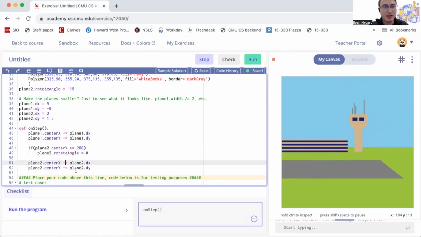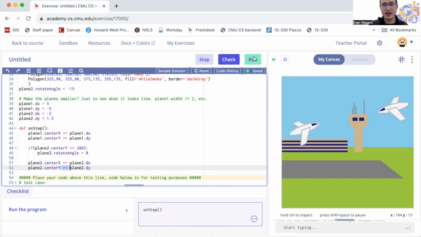I would generally err on the side of making the dx and dy variables negative if necessary, rather than trying to subtract them, because this says move it by the change in x, and the change in x can be generally negative or positive. It works that way in math. So making the dx negative or positive, versus changing this to plus equals or minus equals, is generally more consistent with what we see in mathematical operations. So if we try this now, it all looks good up until there.